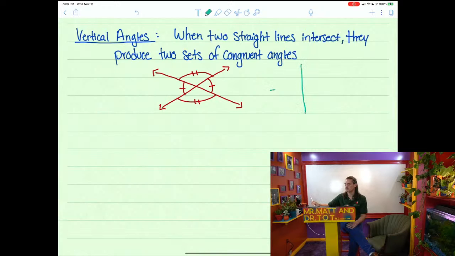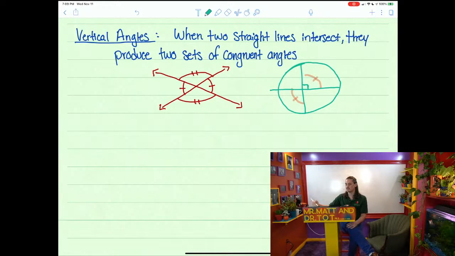So if the lines are perpendicular to each other and they produce 90-degree angles, if one of them is 90 degrees, then all of them have to be 90 degrees, because the vertical pairs tell us that this angle has to be congruent to this angle. This whole thing makes up a circle, right? So we know that there's 360 degrees to split between these four angles.